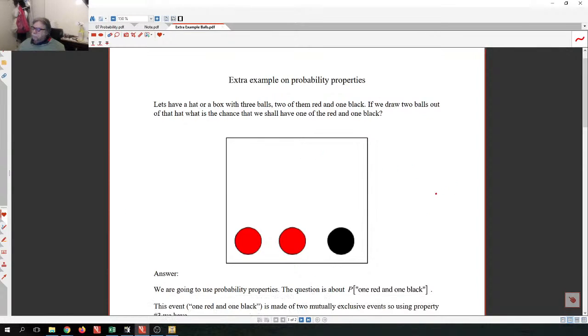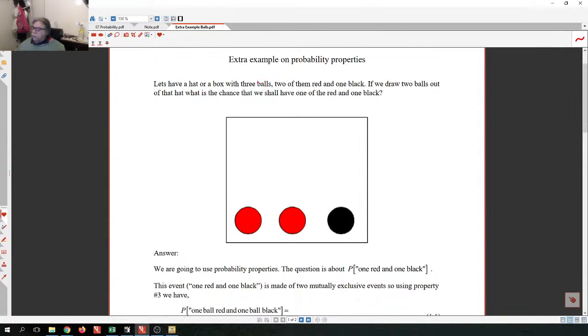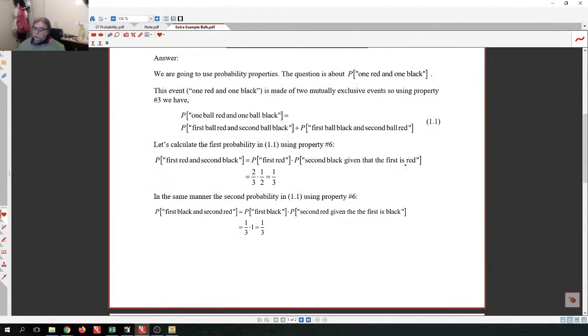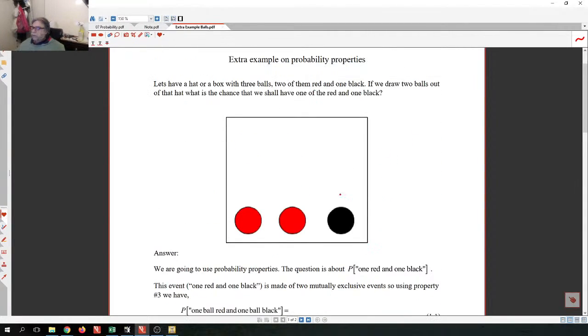This problem. I have a hat, a box with 3 balls, 2 of them red, 1 black. If we draw 2 balls out of that hat, what is the chance that we should have 1 red and 1 black? Okay, so I said the chance of that is going to be 2 out of 3. And there will also be a 1 out of 3 chance that you're going to get both balls red. And we used the properties of probability to calculate that.